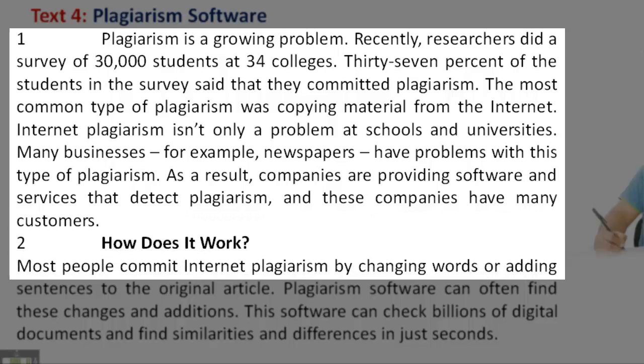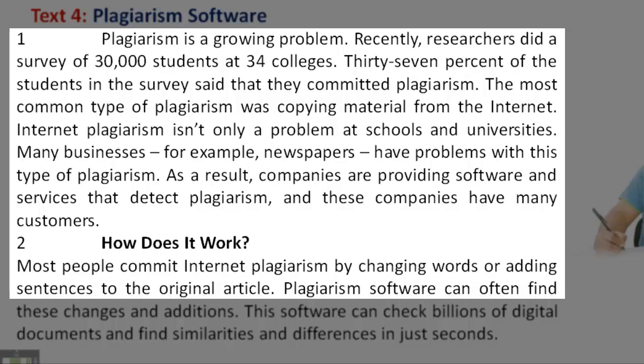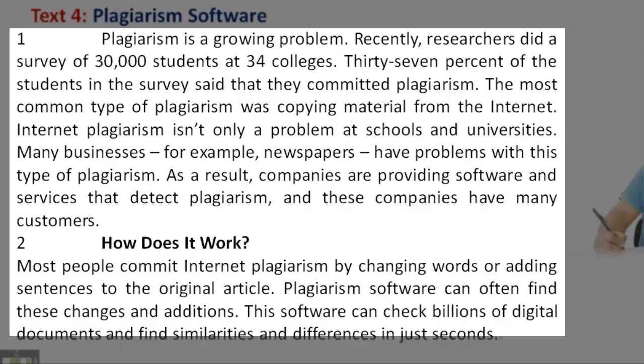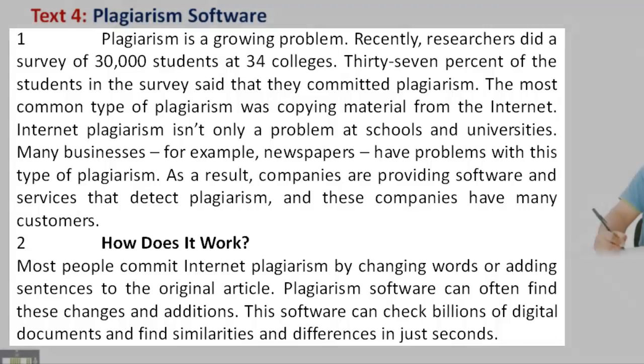How does it work? Most people commit internet plagiarism by changing words or adding sentences to the original article. Plagiarism software can often find these changes and additions. This software can check billions of digital documents and find similarities and differences in just seconds.